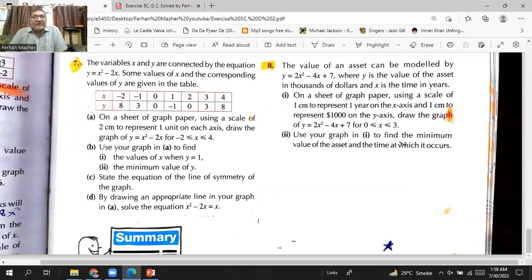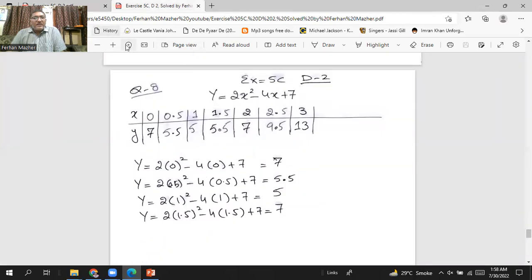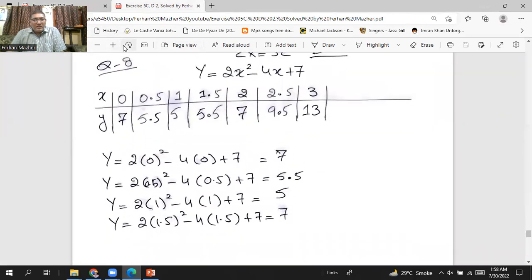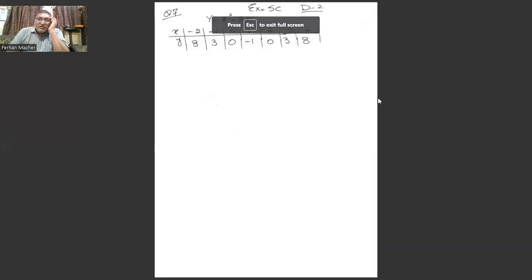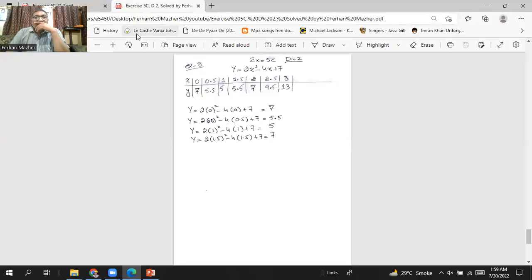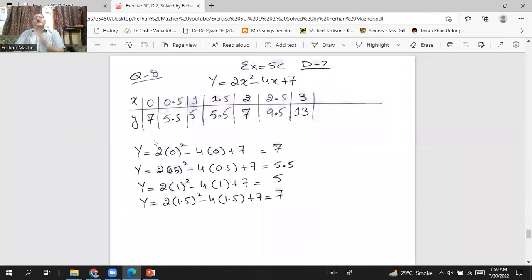So I will make a table here. You can see I have drawn that table here. So this is how you will make that table. Okay. So y equals 2x squared minus 4x plus 7. So I'm going to take the values of x from 0 to 3. So suppose I will take 0, 0.5, 1, 1.5, 2, 2.5, and 3.